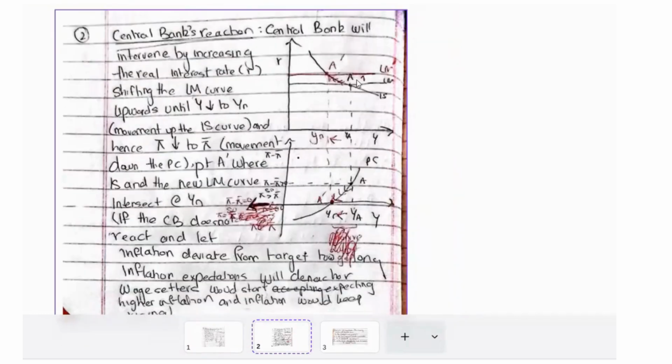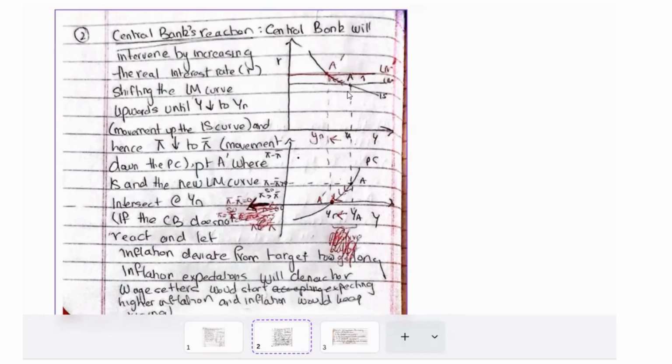To achieve this, the central bank will intervene by increasing the real interest rate, which will shift our LM curve upwards until Y decreases back to YN. That was the goal, right? So YA goes to YN, and this is a movement up the IS curve. And as YA goes back to YN, pi will go back to pi bar, a movement down the Phillips curve. This will help us achieve point A prime, where output is at the natural level and pi minus pi bar is zero, which means that pi is equal to pi bar. We achieve point A prime, where our IS intersects the new LM curve at YN.